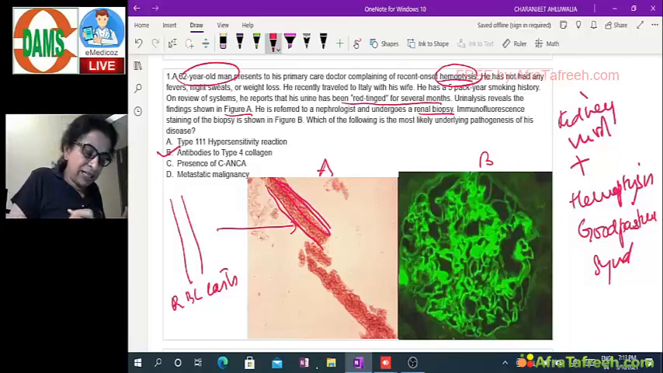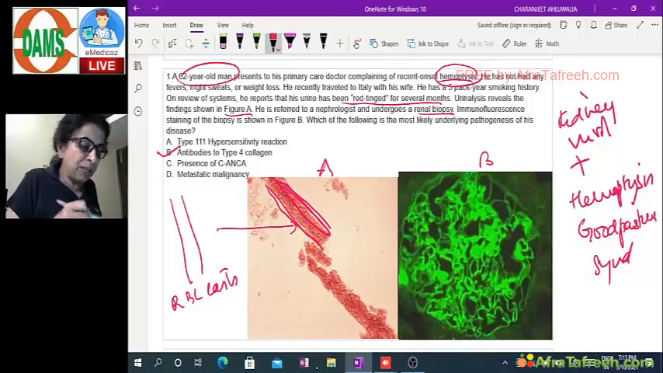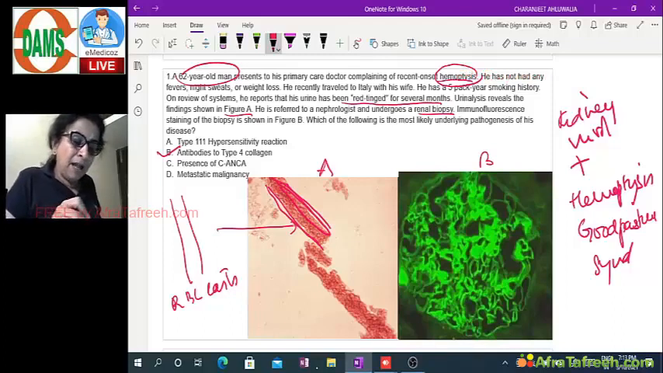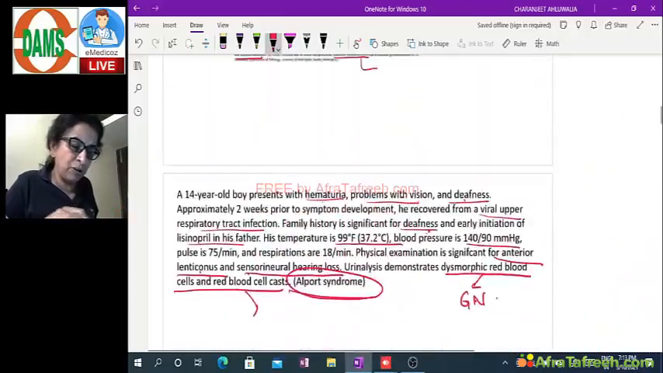Second, this is an RBC cast because it is made up of RBCs. So this patient is having RBC casts in his urine, plus you may see dysmorphic RBCs also. So that means kidney is involved here. Kidney involvement is there. Now, second, look at this immunofluorescence picture. I showed you this immunofluorescence picture.